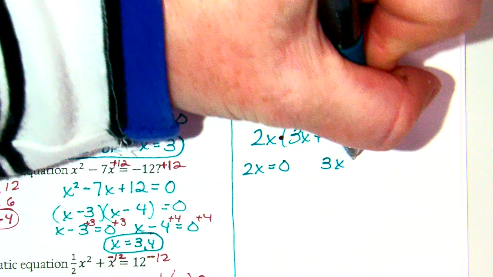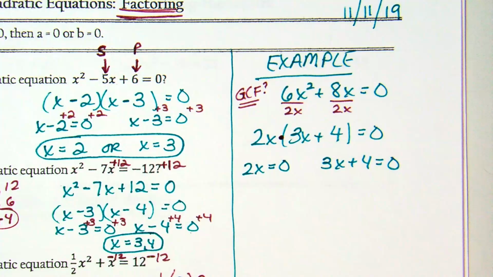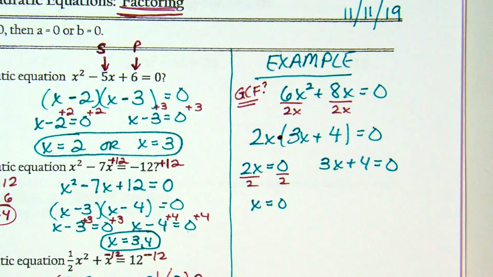So the pieces you're doing here, 2x equals 0, 3x plus 4 equals 0. How do I solve 2x equals 0? Divide by 2. If we divide by 2, what is 0 divided by 2? X equals 0. So there's one answer.